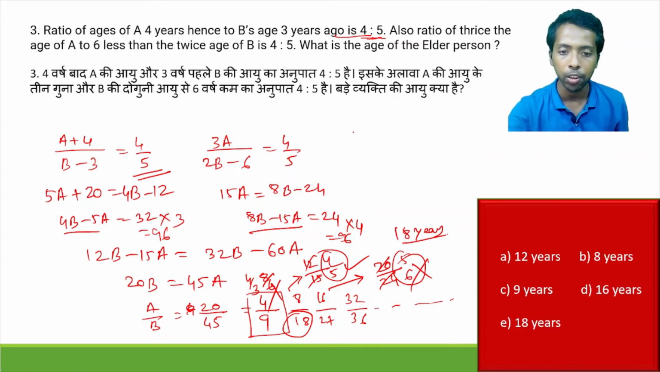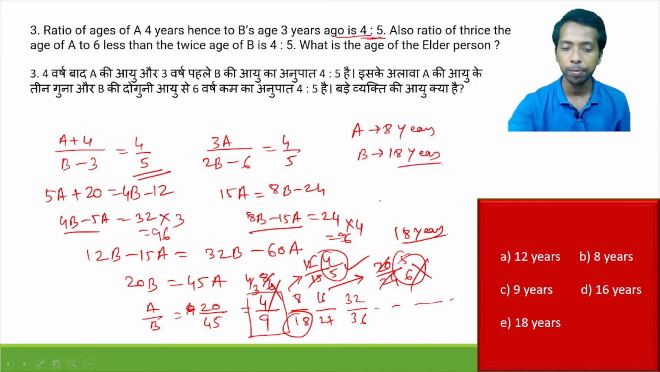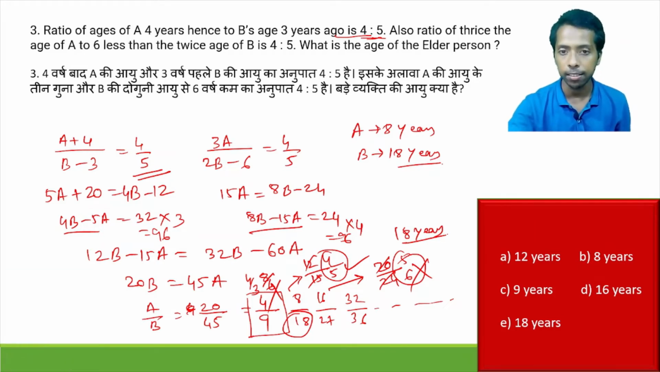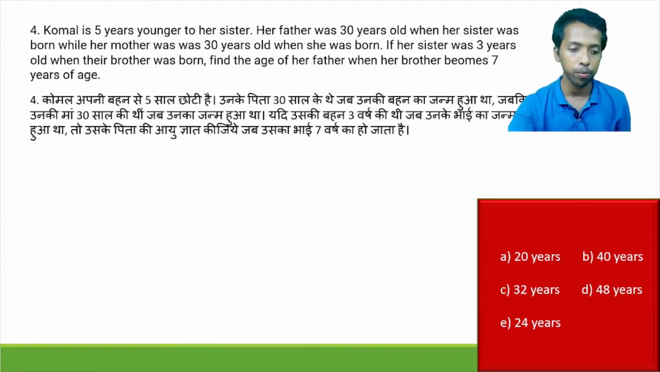That is the age of A, here it's 8 years, and age of B, that is 18 years. Hope it's clear. Okay, so this is the correct one. 18 years is the answer for elder person, that is person B, and option A is the correct one, right? Moving to the next question, question number 4 here on your screen.